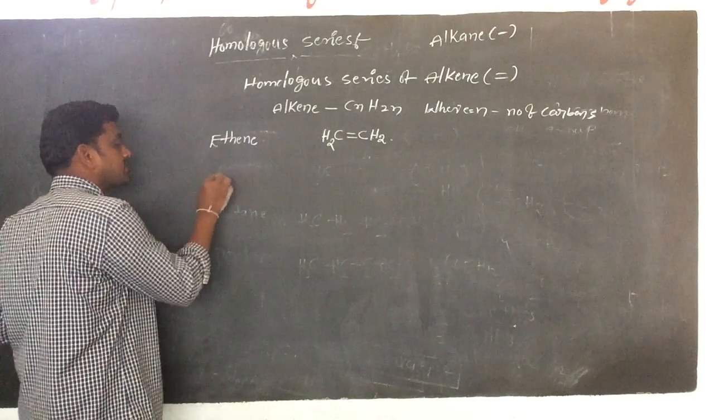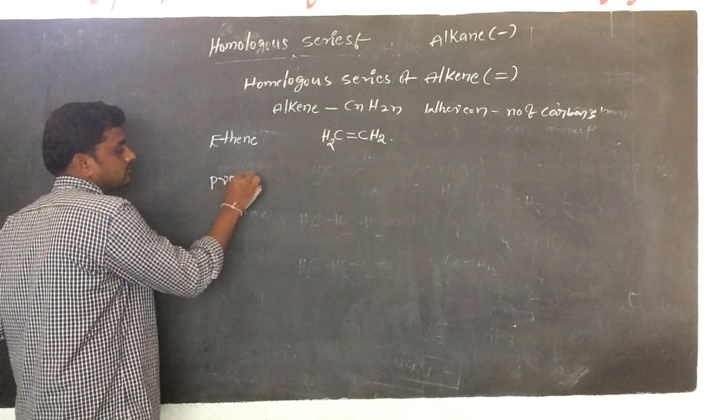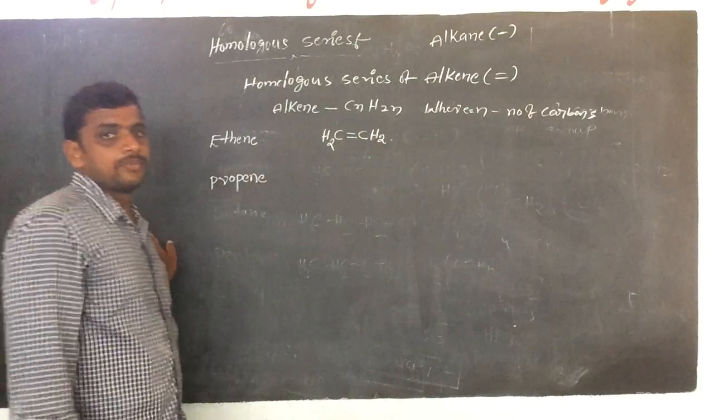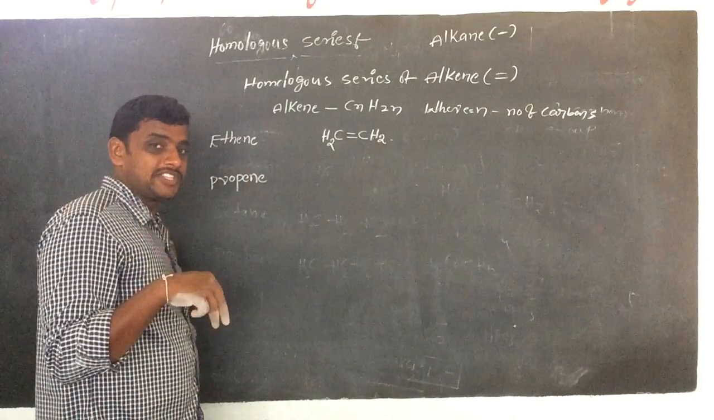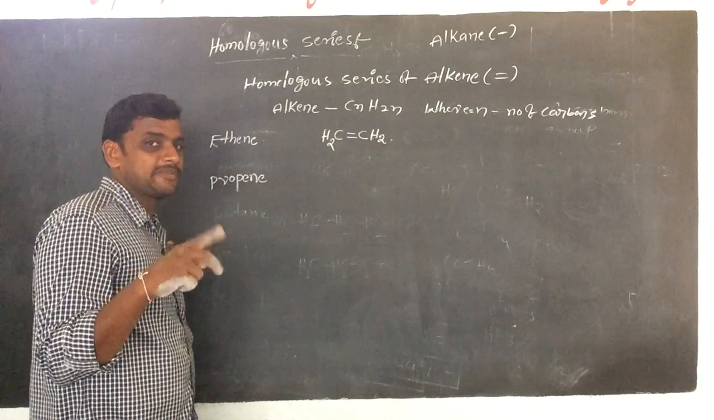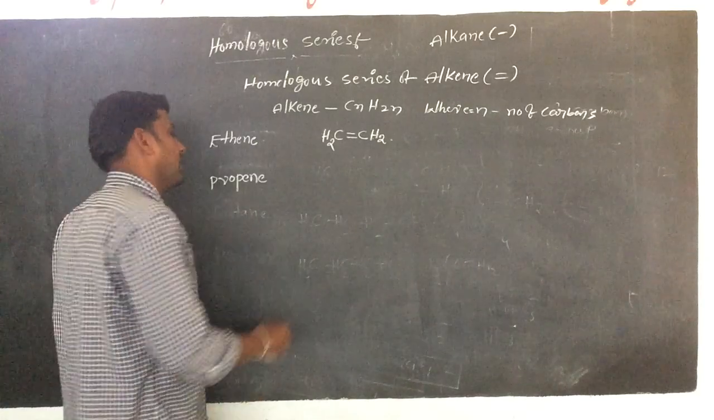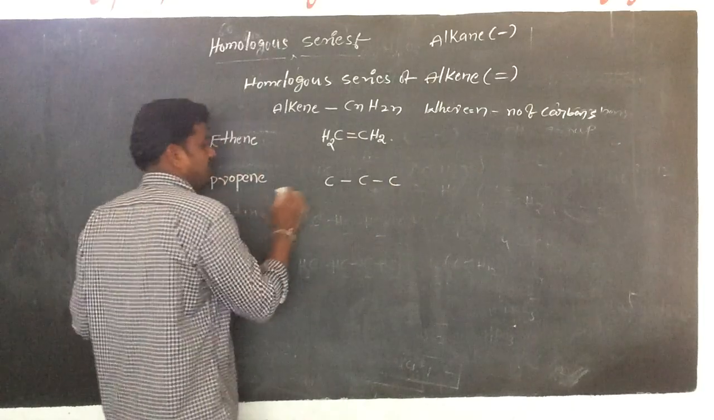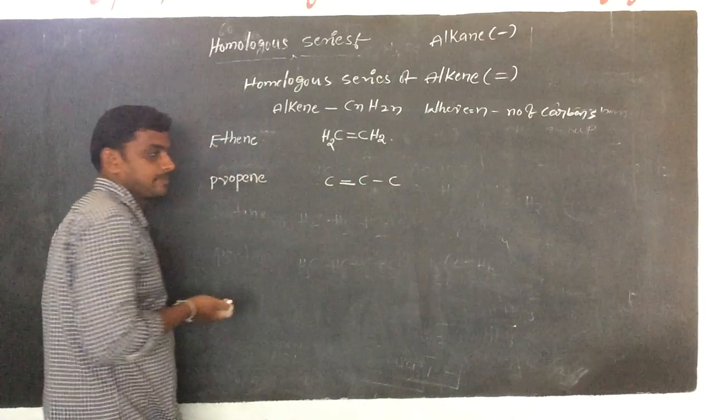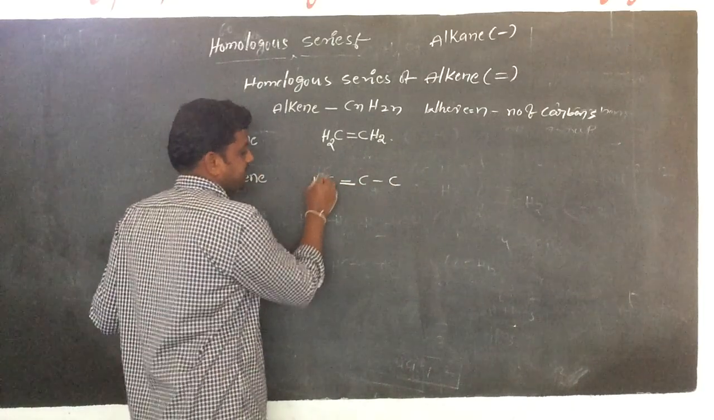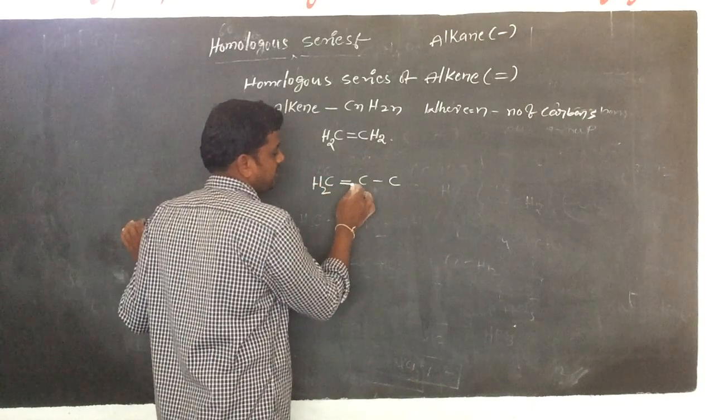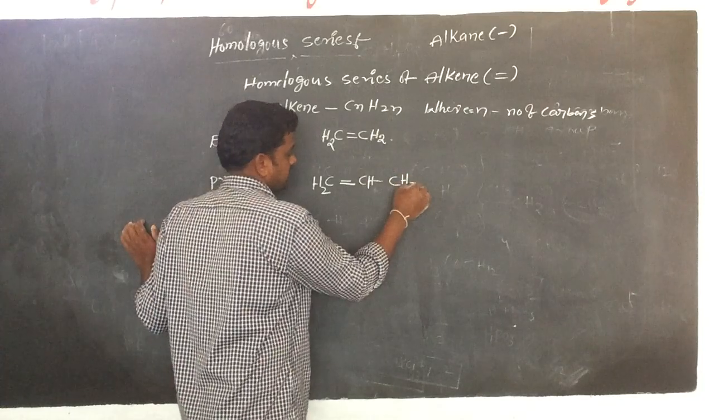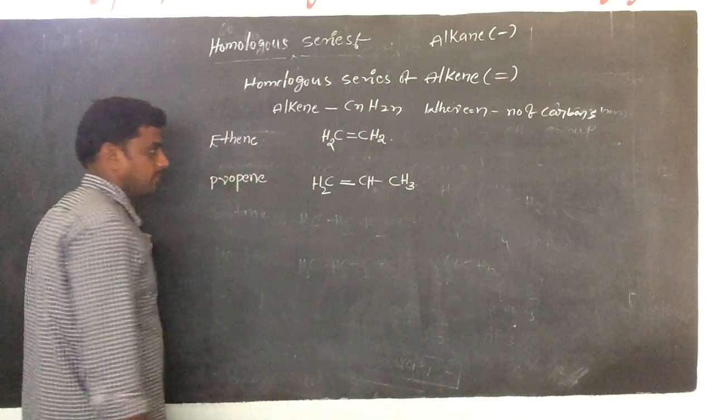Prop means how many carbons? Prop means 3 carbons. Ene means one double bond is present between any two carbon atoms. C single bond C, C single bond C. Prop, ene means double bond. Here we have 3 carbons, so the remaining bonds are filled with hydrogen. Propene. Right. Observe this one.